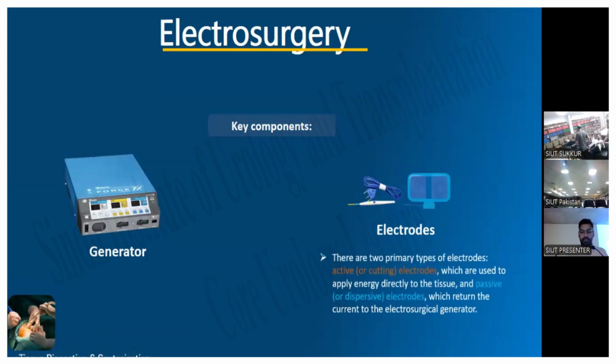Then we have the electrodes. There are two primary electrodes used. The first is the active electrode, or cutting electrode, which is used to apply the energy directly to the tissue. And then there is the passive electrode, which returns the current back to the electrosurgical generator.